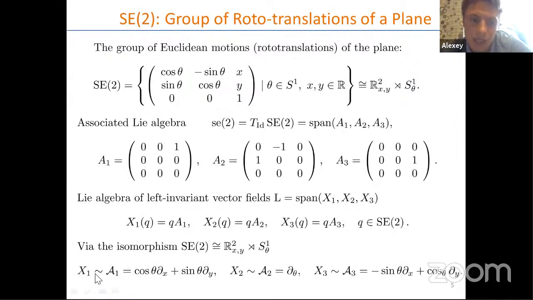The first basis vector field A1 represents the parallel transport in direction theta. It is cosine theta, sine theta. And the second vector field A2 represents the rotation in place. And the third, which is the forbidden vector field, represents the motion in a direction perpendicular to its orientation.